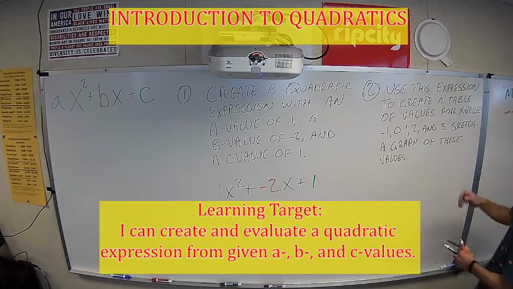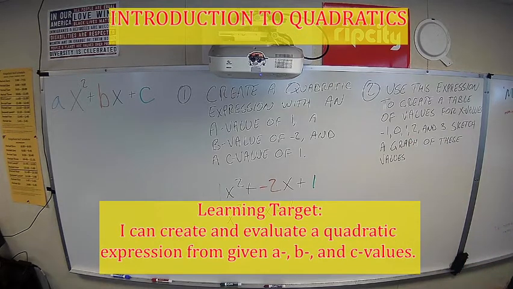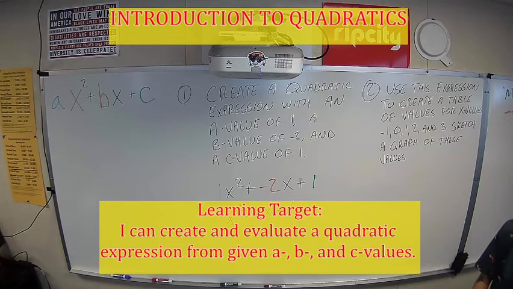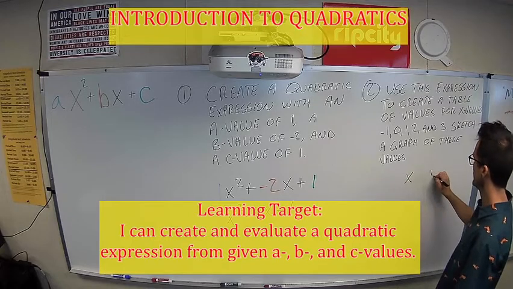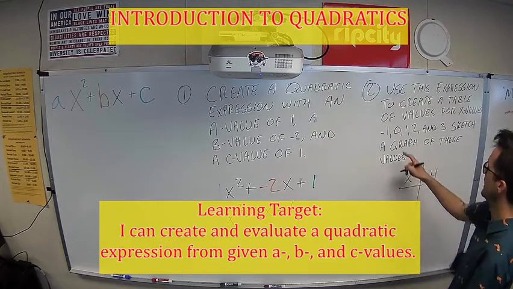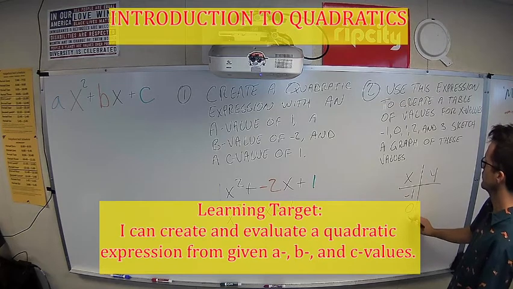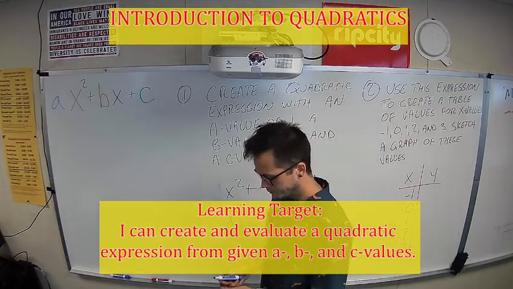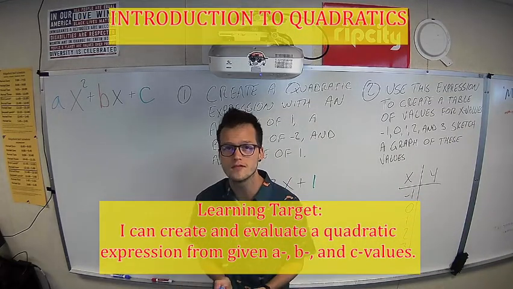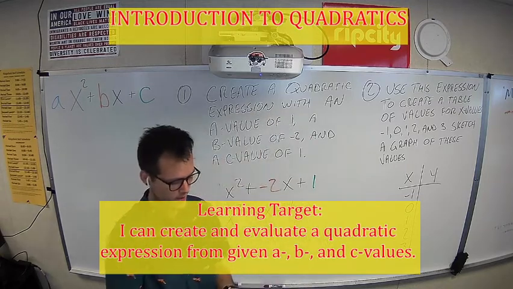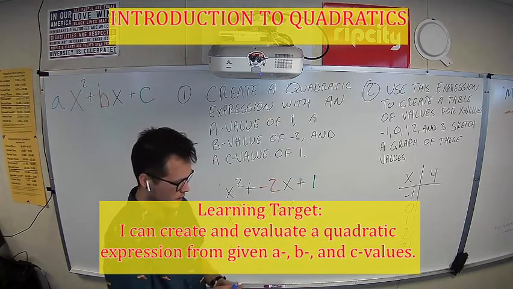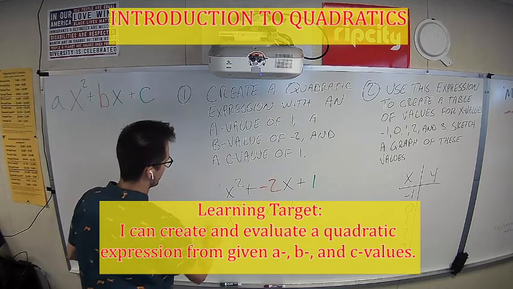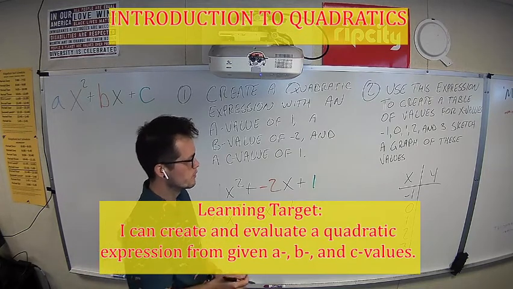Next, it says use this expression to create a table of values for x values -1, 0, 1, 2, and 3, and then sketch a graph of these values. So we're going to create a little t-table here, x, y table, and it says we're going to plug in -1, 0, 1, 2, and 3. So we have 5 x values that we're going to work with, and we're going to slowly and carefully plug all these values in to our expression and end up seeing what we get. I suppose I could have written this a little bit differently. I could have called this an equation, said y equals. This way our table makes a little bit more sense.